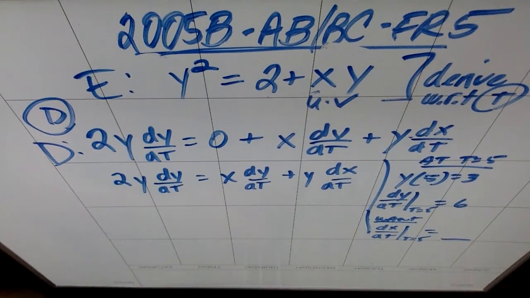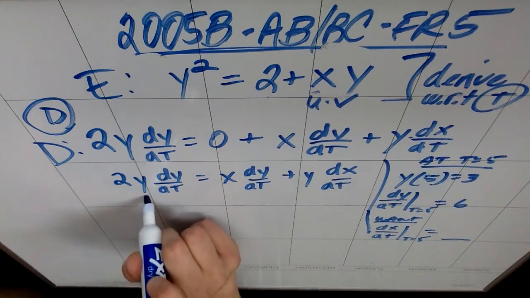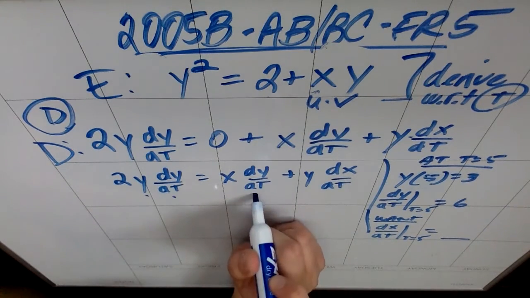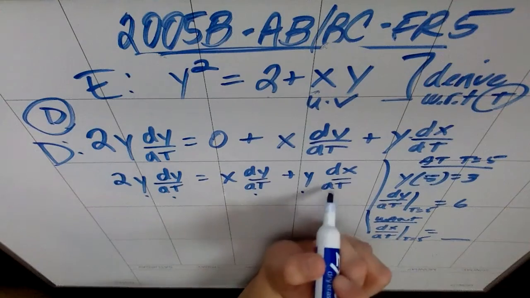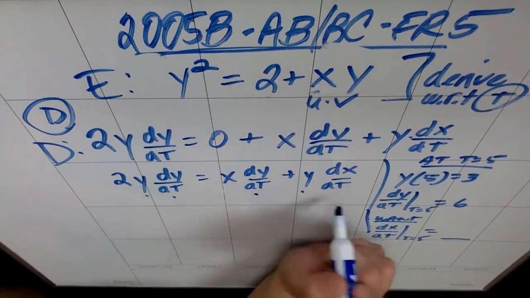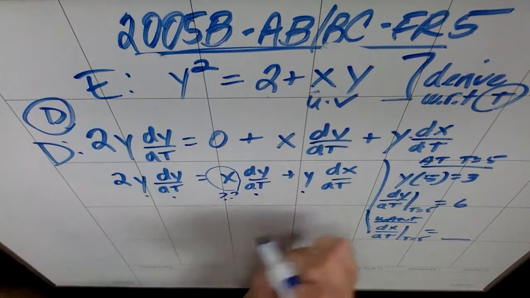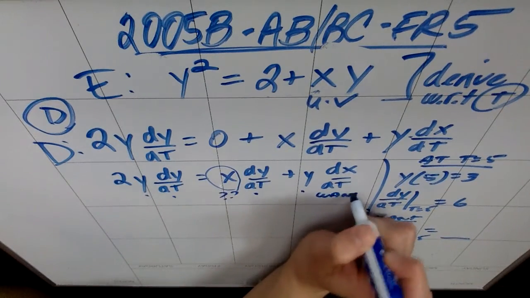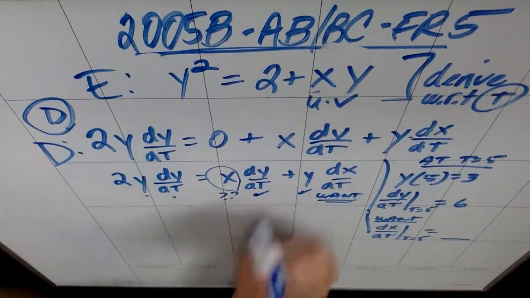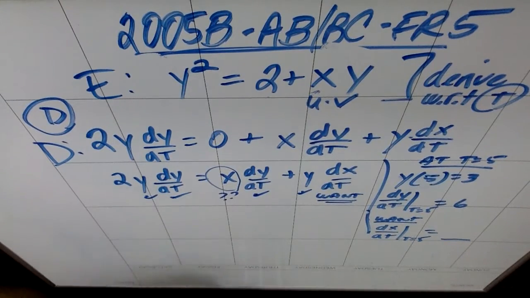Problem is that there's one glaring omission here. We know y, we know dy/dt. We want dx/dt. This is the thing we don't know, so this is the thing that we want. We know this, we know this, we know this. We need to find x.